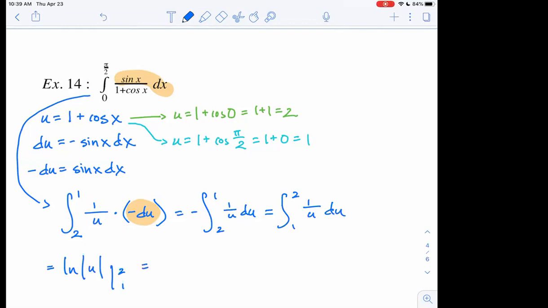So when I plug in my numbers, I'm going to get natural log 2 minus natural log 1. And I don't need the bars anymore because 2 is a positive number, 1 is a positive number. Now we do want to make sure we know though that natural log 1 is 0. So our only answer is natural log 2. Okay.